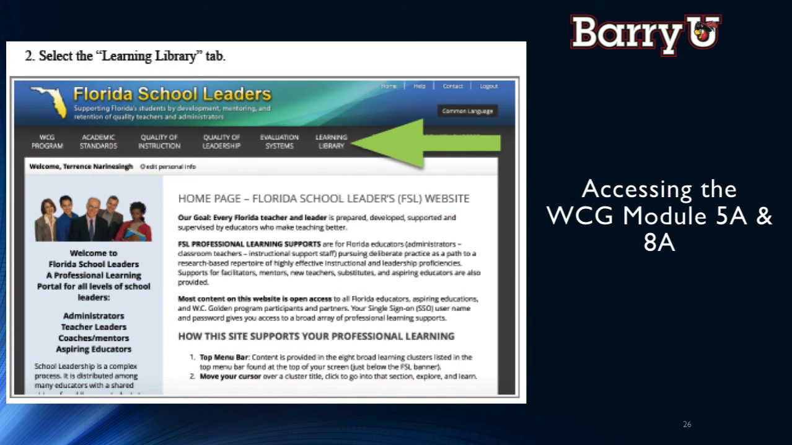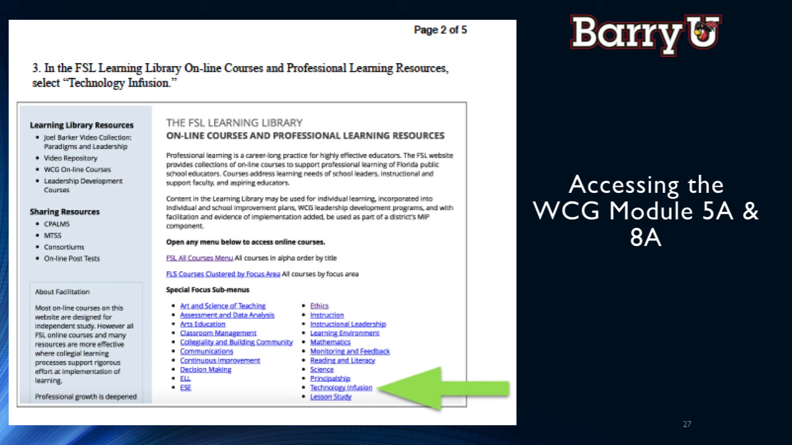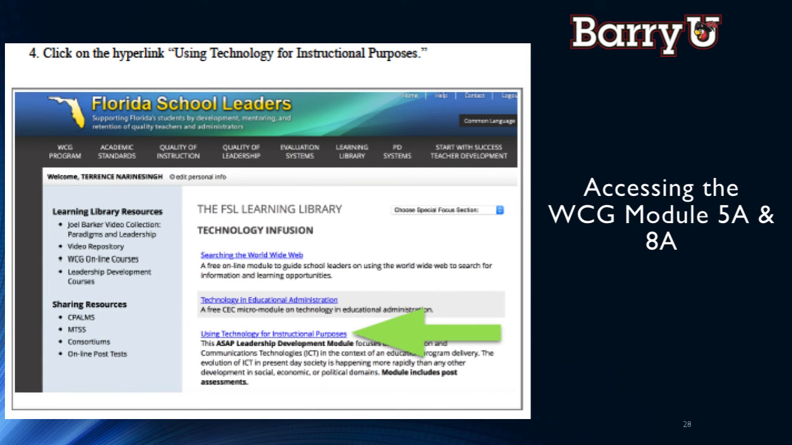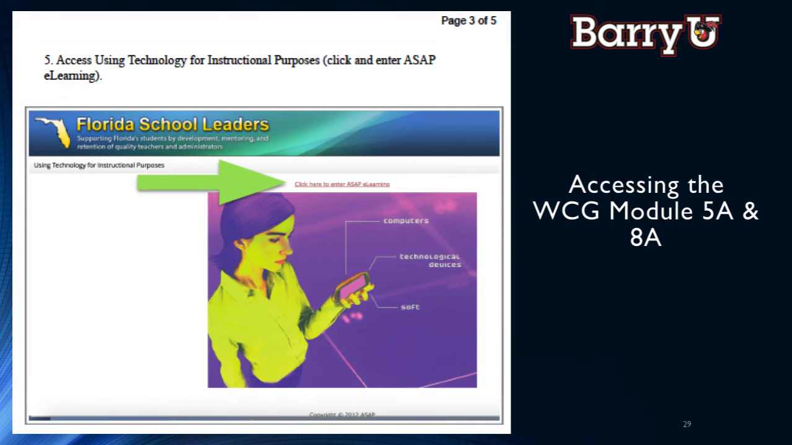Then, in step 2, you select the Learning Library tab. The green arrow points out to where you would click. Step 3. In the FSL Learning Library, online courses and professional learning resources, select Technology Infusion. Step 4. Click on the hyperlink using technology for instructional purposes. Step 5. Access using technology for instructional purposes, click and enter ASAP e-learning.